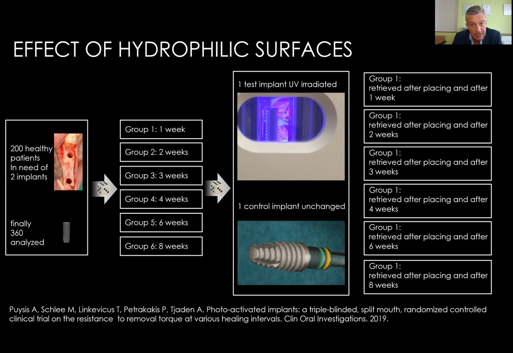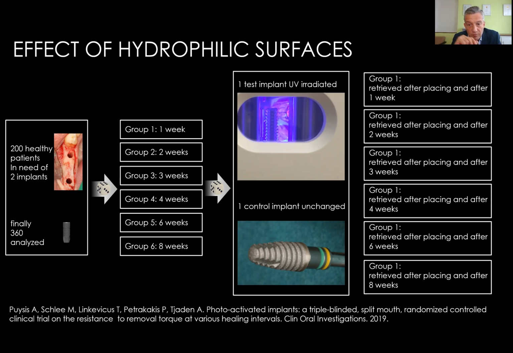Then we placed the implants and retrieved them immediately and assessed the force which was necessary to retrieve them. And interestingly, we saw a difference immediately after placing, and saw more force was necessary to remove an irradiated, so a hydrophilic implant, compared to a non-hydrophilic one. Then we replaced the implant, and we removed it in group 1 after 1 week, in group 2 after 2 weeks, group 3 after 3 weeks, 4 weeks, 6 weeks, and 8 weeks. We stopped at 80 Newton centimeters, of course, not to damage the implants.